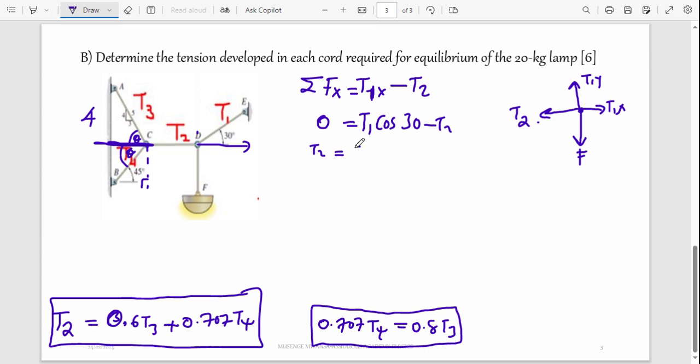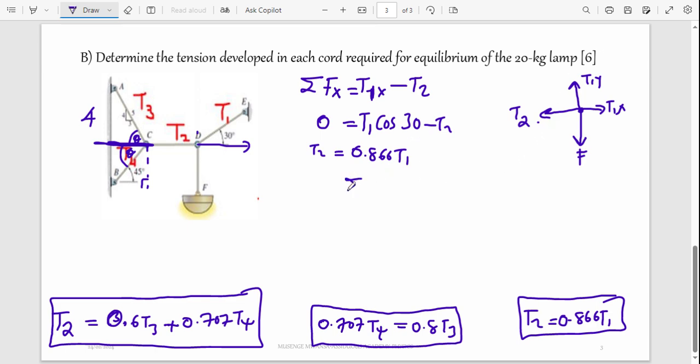is 0.866 T1. So this will be another equation: T2 is equal to 0.866 T1. Let's now work with the y direction.